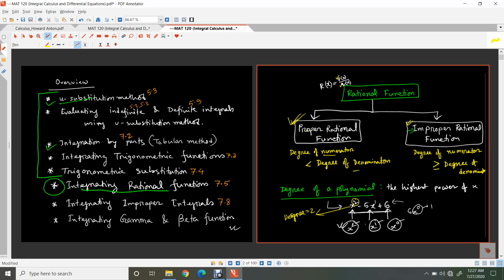Okay, so in this video we will focus on how to integrate an improper rational function. So what does it mean? You already know the definition: if the degree of the numerator is greater than or equal to the degree of the denominator, then that rational function is called an improper rational function. So let's start.